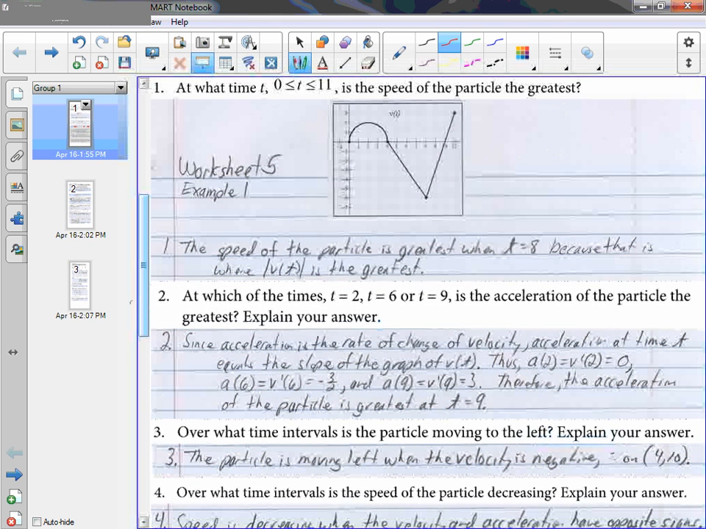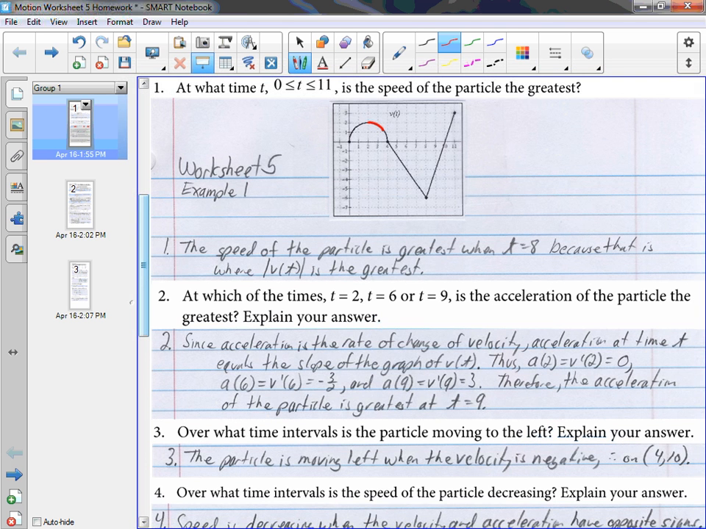2 to 4, 8 to 10. From 2 to 4, our velocity is positive and increasing. 8 to 10, our velocity is negative but increasing. So on the first interval, the velocity is positive, the acceleration is negative. On the second one, the velocity is negative, but the acceleration is positive. Yeah.